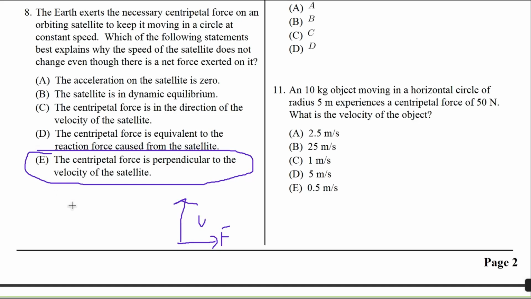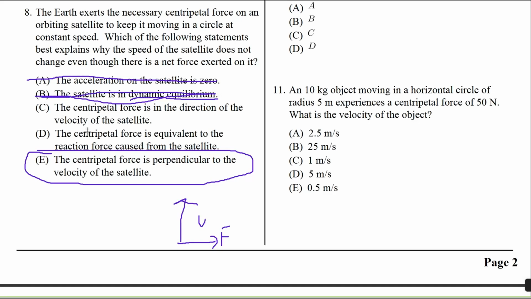All these other ones don't make any sense. Again, there can't be a zero acceleration because net force and acceleration go hand in hand. Whatever happens with the net force also happens with the acceleration. I never use this term dynamic equilibrium, but what it means is that you are in equilibrium while moving, so you're moving at a constant velocity, which is not the case. It's constant speed, but it's constantly changing direction. So it is not in dynamic equilibrium.